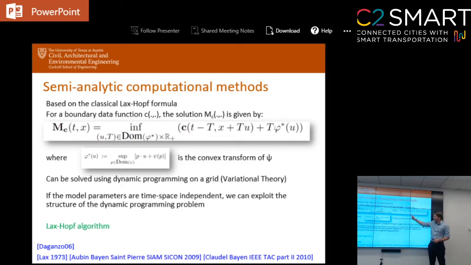We have to compute the solution at any point of space and time. We have a minimization problem that involves a pseudo control here and a capture time t, and from these variables, we have a 2D optimization problem. When minimizing that problem, which involves a convex transform of the model parameter here, we get the solution at any point. To solve that, you can use dynamic programming, which is the variational theory, or you can use this Lax-Hopf algorithm that I'm going to introduce next.